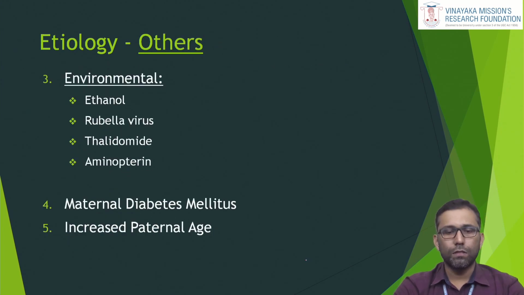Now, as I already told, it is multifactorial. There are a few environmental factors that can contribute to cleft lip and palate in a live birth. That can be the presence of ethanol, that is alcohol, rubella virus, thalidomide and aminopterin. These are medications, and pesticides that are usually used. Other contributing factors are maternal diabetes mellitus and increased paternal age. So that is about the etiology, or contributing factors, for the development of cleft lip and palate.